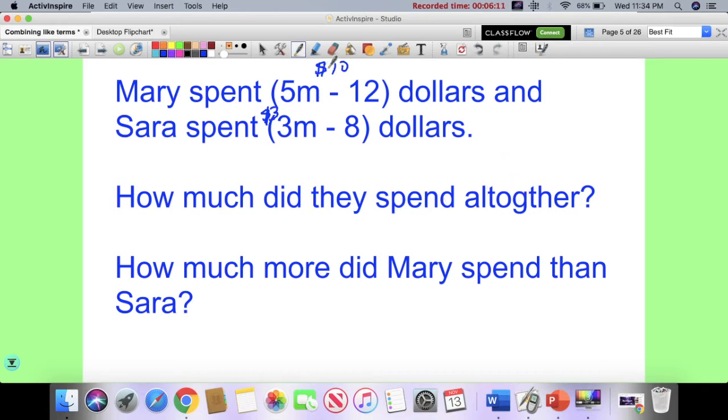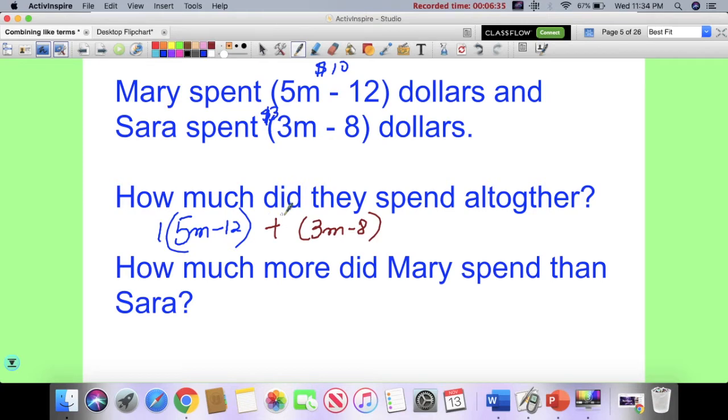Well, if you were going to do that based on 10 and 3, you would just add 10 plus 3. This is no different. So what I want you to do is add. So how much did Mary spend? She spent 5m minus 12. I'm going to put that in parentheses because that's how much she spent. Plus, how much Sarah spent? She did spend 3m minus 8. Now, we're going to remove the parentheses, right?